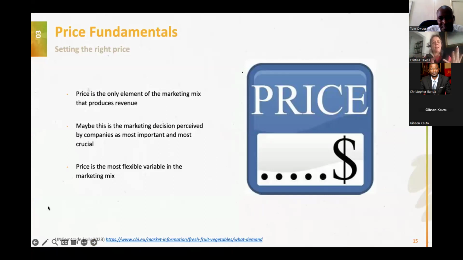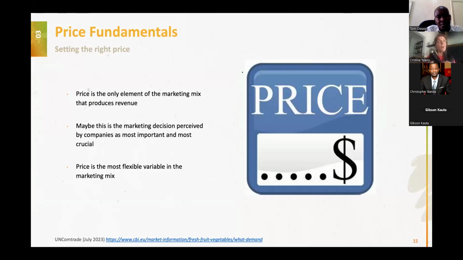Okay. So the first thing to remember is price is the only element in your marketing mix, in what you do as a company, that actually produces revenue, right? This is how you get your money. You don't get your money from anything but that product that you're selling. It's perceived as the marketing decision that is the most important and crucial, and the one that you have the most control over, right? You have control over this at your level, but you don't necessarily have control over it when it leaves your level. And this is very important for you to realize.